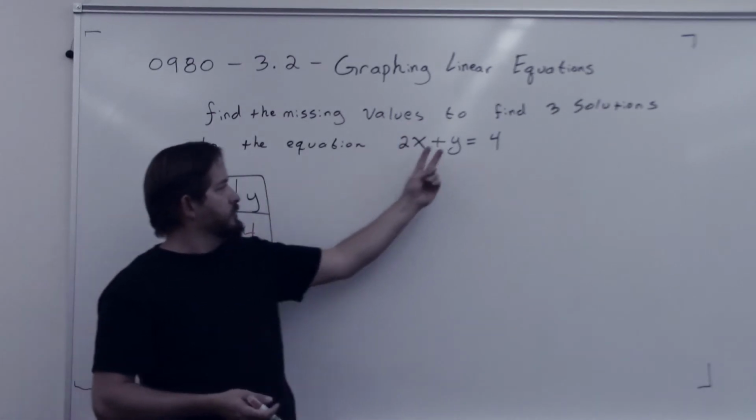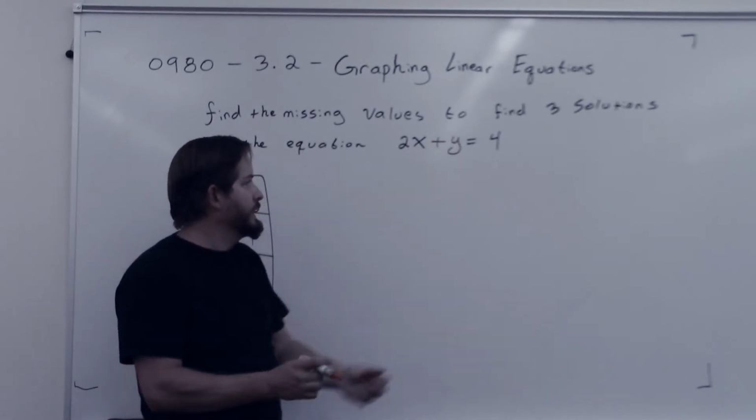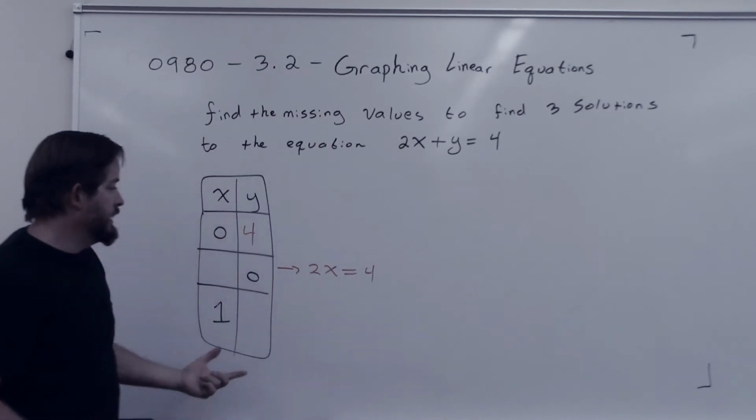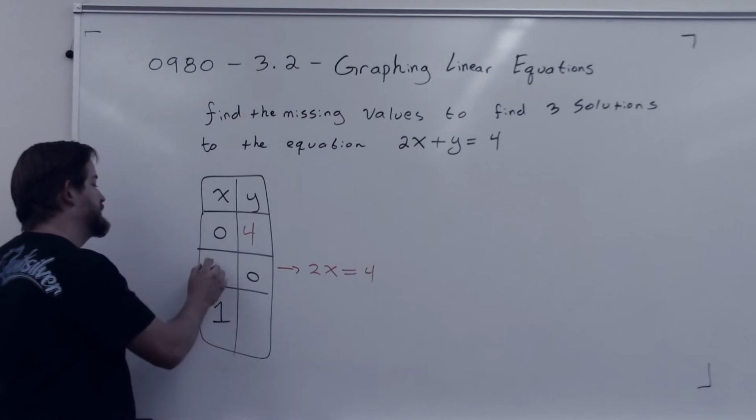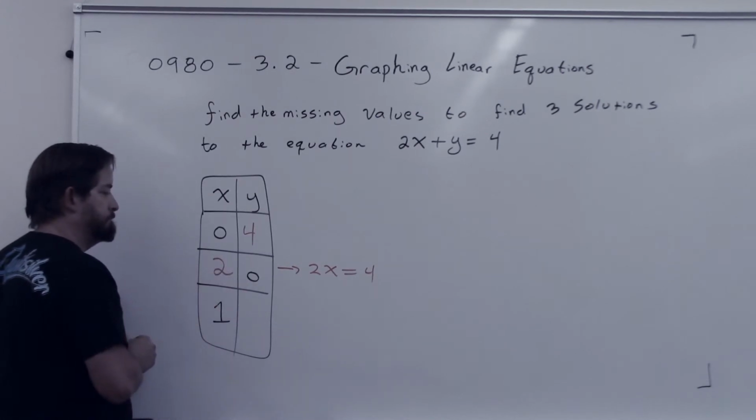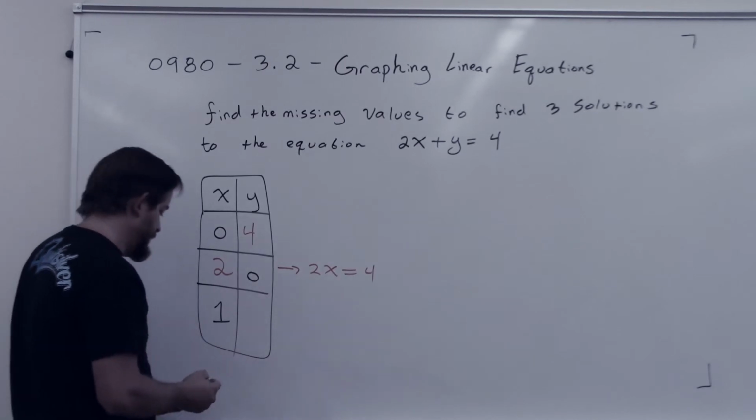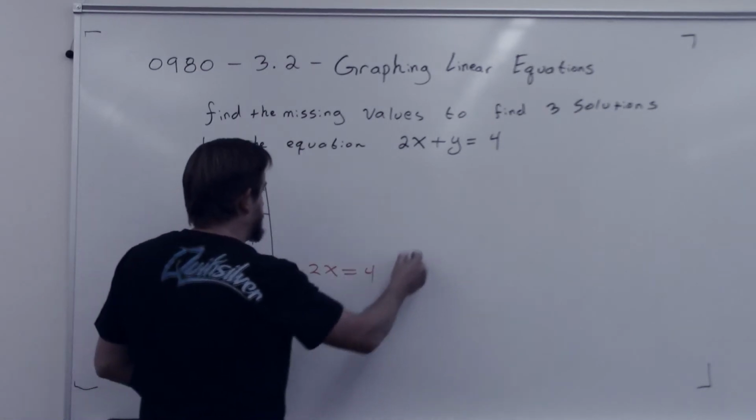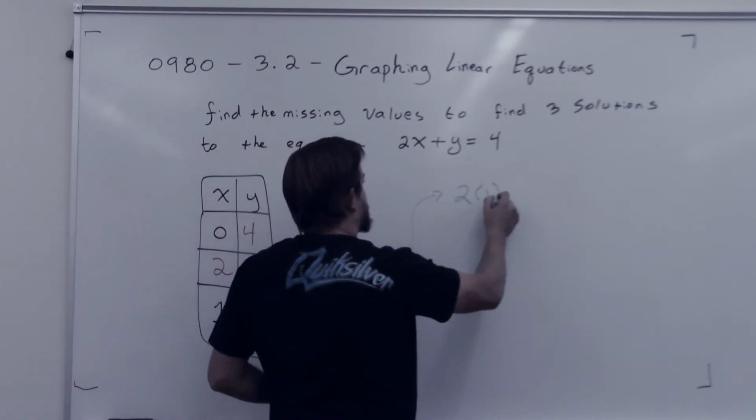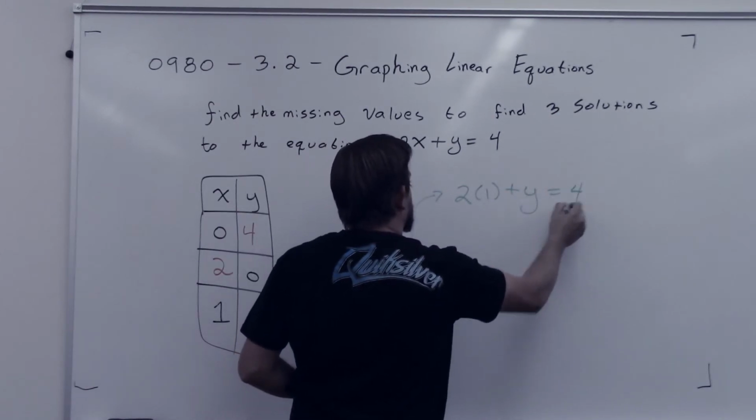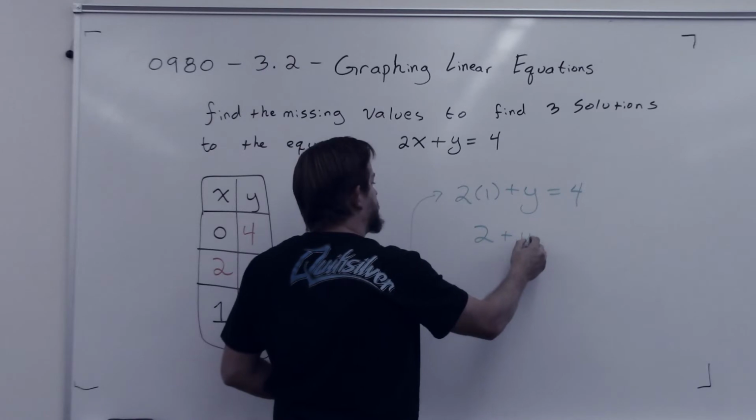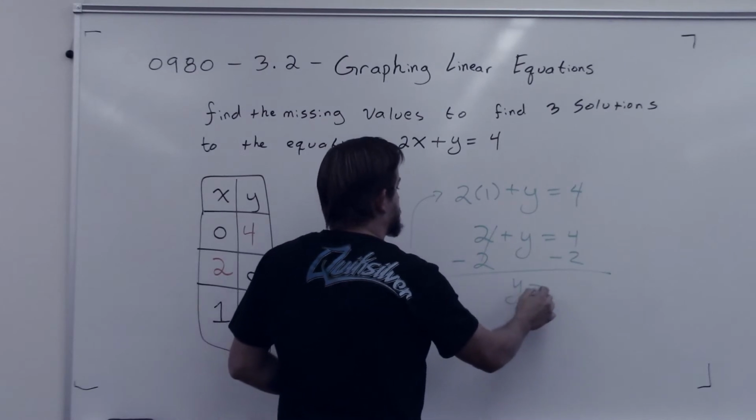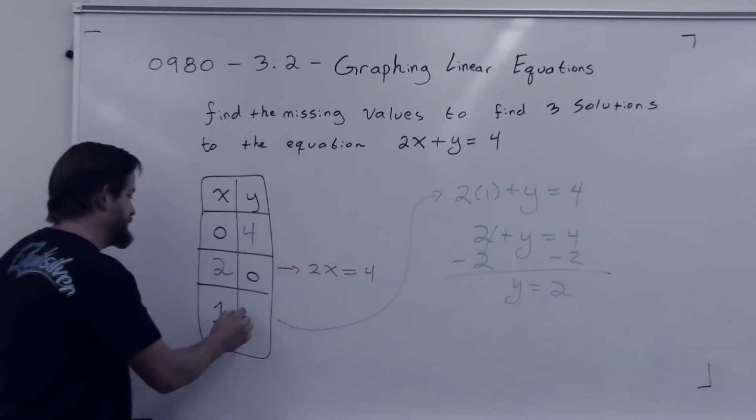If y is 0, I can make the y disappear, and I get 2x equals 4. Because the y is gone, and if I divide each side by 2, x is 2. And then what happens if x is 1? I might have to work for this one a little bit, probably not a lot. But if x is 1, I get 2 times 1 plus y equals 4. That is to say 2 plus y equals 4, minus 2 gives me y equals 2. And there it is, I have 3 points.